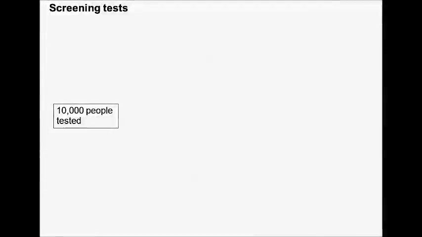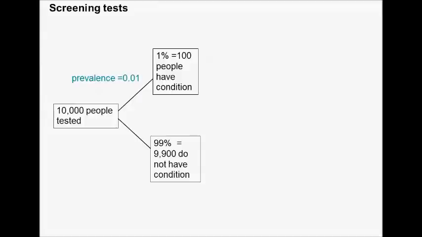Suppose that we screen 10,000 people, and suppose that of those 10,000 people, 1% actually have the condition which we're interested in detecting. So 100 people have the condition and 9,900 do not. 1% might be the prevalence of mild cognitive impairment in the entire population. Mild cognitive impairment may or may not lead to dementia, but that's another question.